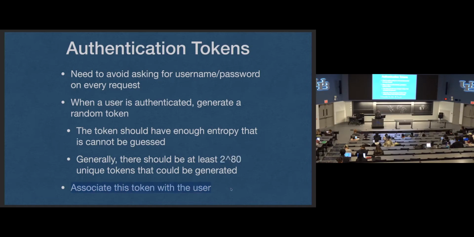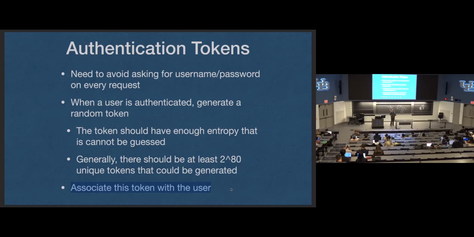And associate that token with the user. What I mean is store that in your database. So in your database, you should have a users database that should have username, salted and hashed password, which bcrypt just generates one value for you, so that only has to be one value in your database, and their authentication token.